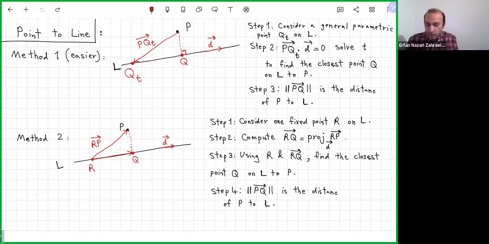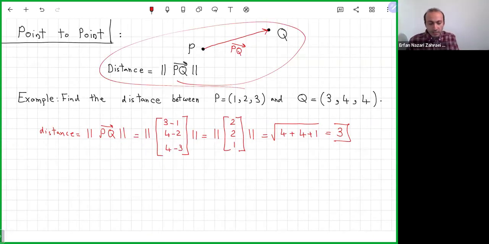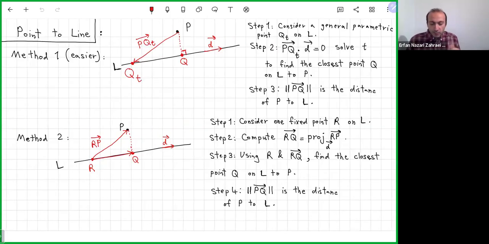And this is one equation in one unknown T. I solve this equation and find T, and hence I find the location of the closest point on L to P. When I find the closest point on L to P, I just need to compute the distance between P and Q. And I already know how to compute the distance between 2 points. That's one way to do it. Not only will I find the distance between point and line, but I also find the closest point on line to the point. The second way to do it is using orthogonal projection.